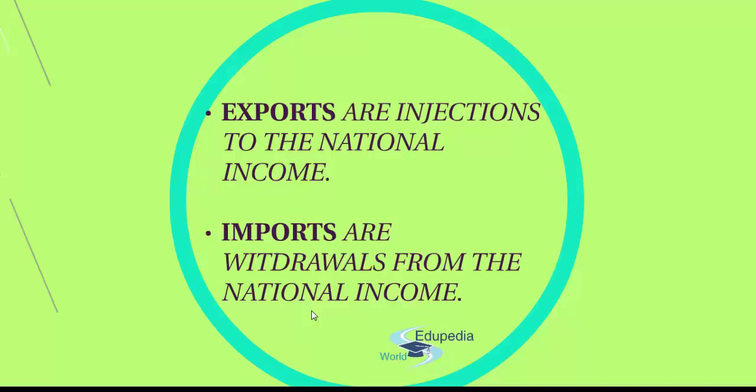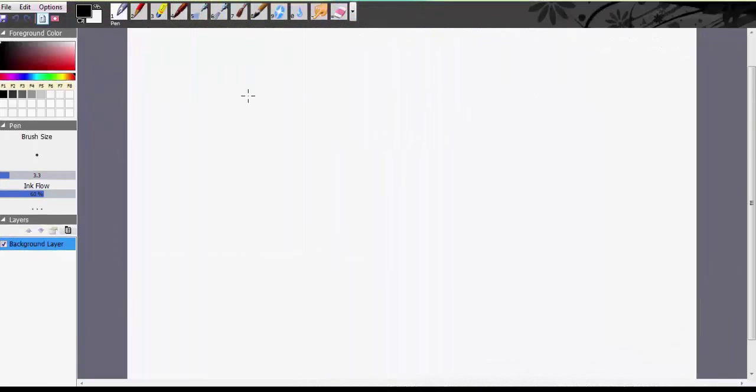Likewise, when we include the effect of foreign trade, it gives rise to two effects, exports and imports. Exports here are injections to the national income because they increase the demand for goods in the same economy, whereas imports are withdrawals, or we can say leakages, from the national income, because they represent the supply of goods to the given economy. So we are going to consider here the net effect of imports and exports.